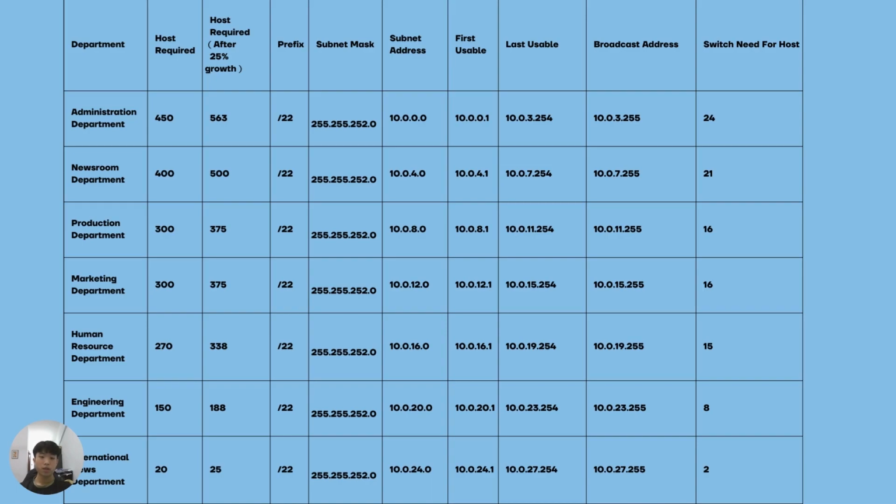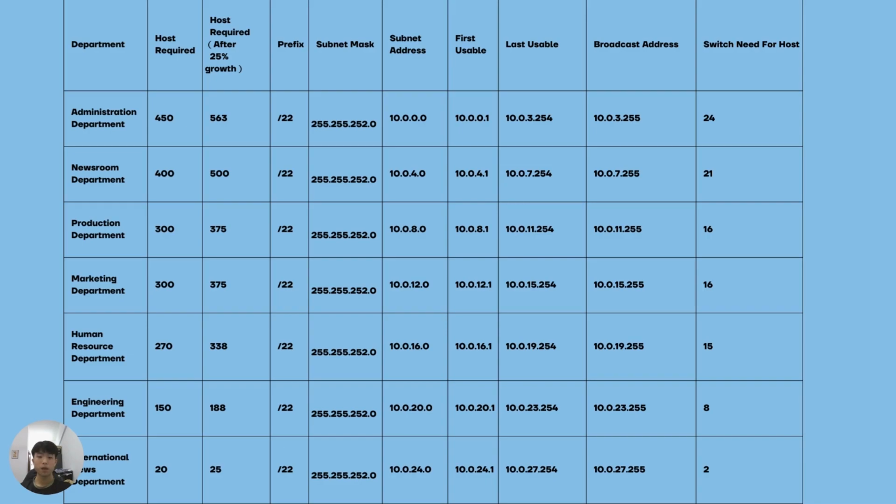And next is the prefix. The prefix is equal to 22. It is because the question mentioned that the prefix uses the classless IP address scheme, so the prefix is equal to this answer. Next, subnet mask. The subnet mask is equal to 255.255.252.0. This is because in class A, prefix 22 is equal to this answer. So the subnet mask is equal to this answer. Next, subnet address. We know that in class A, the subnet address is equal to 10.0.0.0. So the subnet address is equal to this answer.